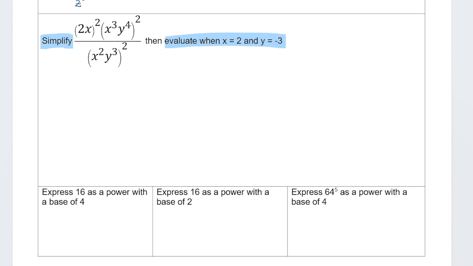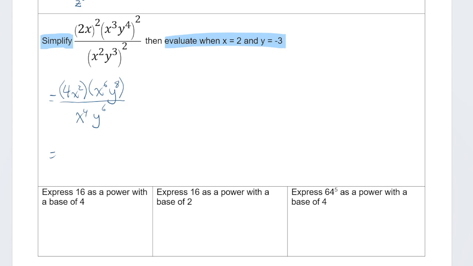So let's see what we have to do here. Brackets are all simplified, so we go to exponents. So 2x squared is 4 x squared. Then we have x cubed squared is x to the 6th. Y to the 4th, all squared, is y to the 4 times 2, which is 8. And that's all divided by x squared squared, so x to the 4th. And y cubed, all squared, is y to the 3 times 2, which is 6. Ooh, we got a lot of steps on this one.